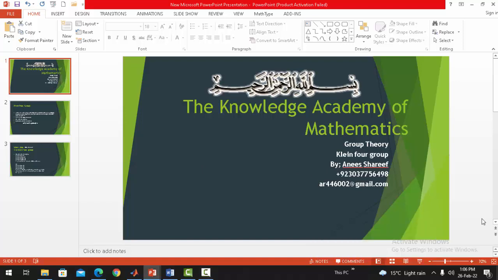Today our second lecture is about group theory and our topic is the Klein 4 group. In this lecture we will study the Klein 4 group. What is a Klein 4 group? How do we prove a given group is a Klein 4 group, and what are its properties? First we will define the Klein 4 group.